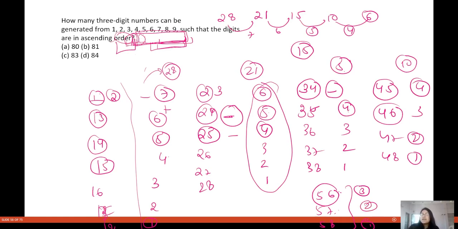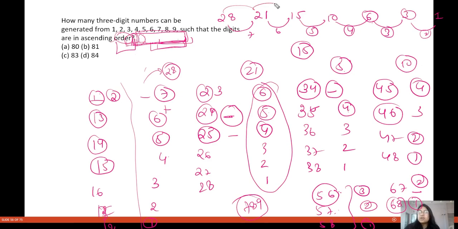So 6. Okay, now subtract 3 here. So how much will you get? 3 numbers. So that is 6 7. So if we are doing 6 7, we are left with 2 numbers, because you can put either 8 here or 9 here. If we are doing 6 8, then only 1 is left, so 3. And then subtract 2 here, then only one number, that is 7 8 9. Okay, 7 8 9.